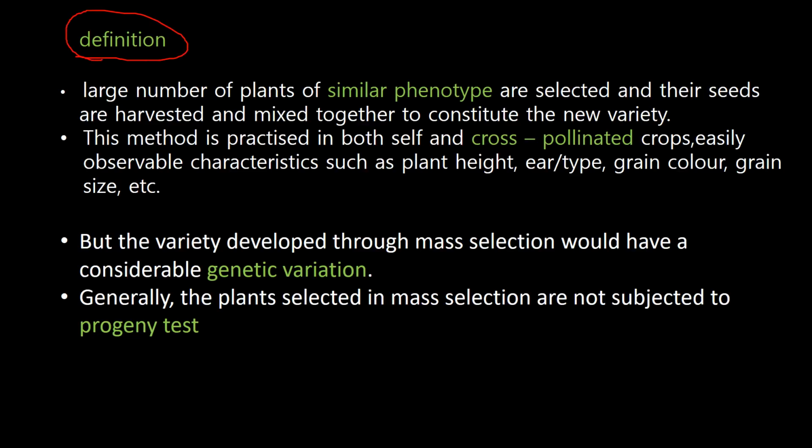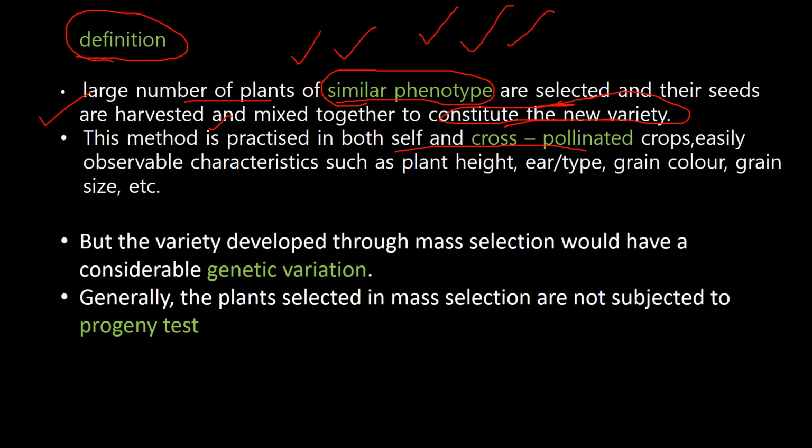Mass selection, by definition, is planting a large number of trees of similar phenotypes, having the same appearance, such as the same height or the same flower color. Those phenotypes are selected, and their seeds are harvested and mixed together to constitute the new variety. It is similar to pure line selection, but it is done in masses. This method is practiced in both self and cross-pollinated crops.